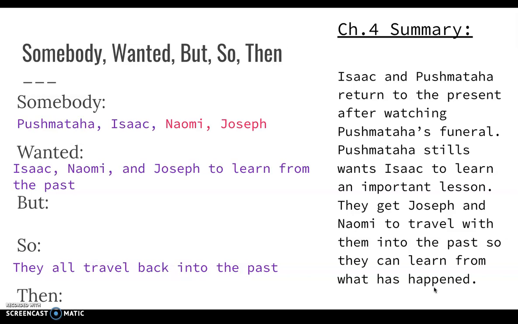So if I read all that together, I get: Isaac and Pushmataha returned to the present after watching Pushmataha's funeral. Pushmataha still wants Isaac to learn an important lesson. They get Joseph and Naomi to travel with them into the past so they can learn from what happened. So we get the somebody, we get what he wanted, and we also get the so. And those three pieces of information fit nicely into 3 sentences and a nice short little summary of chapter 4.